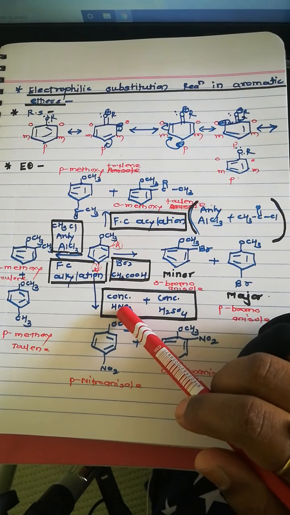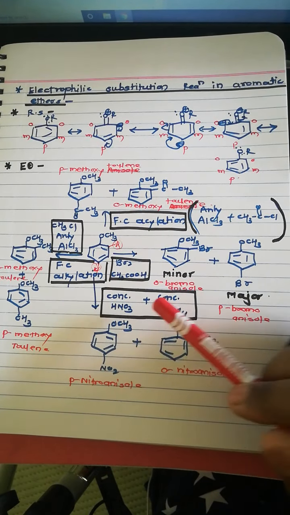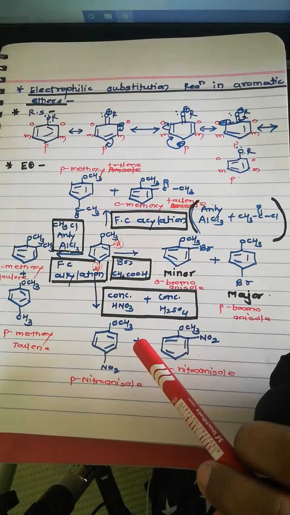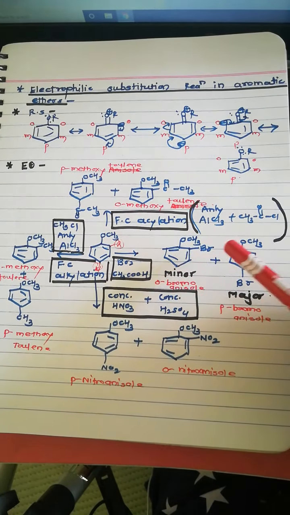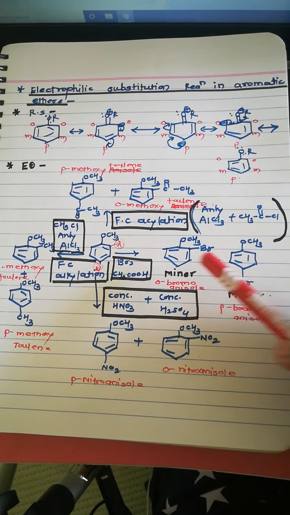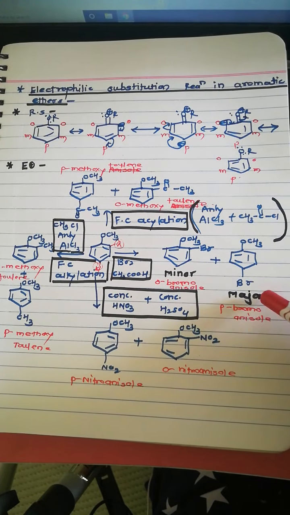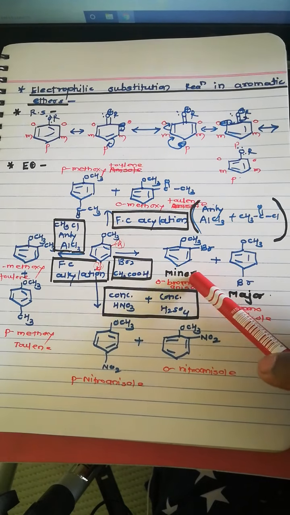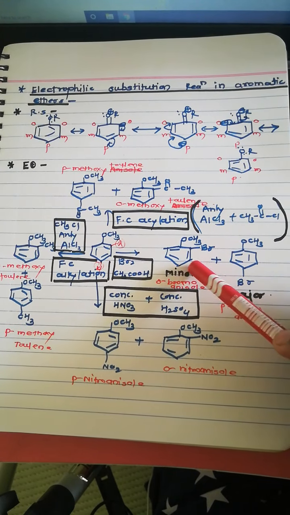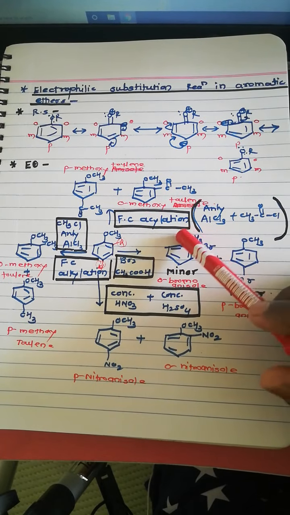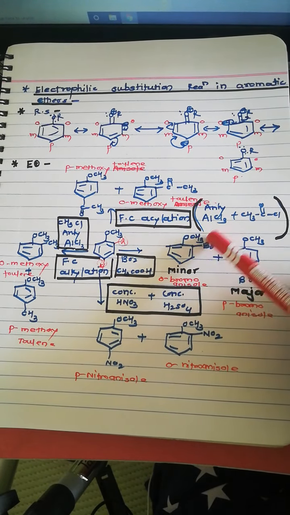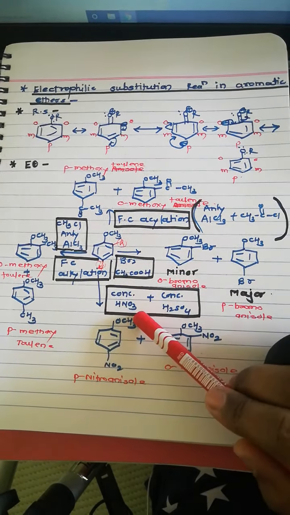In nitration reaction we use concentrated HNO3 and the concentrated H2SO4. Before that we can see the bromination reaction, major and the minor product. Here the major product is parabromo anisole and minor product is orthobromo anisole. Why is it minor? Ortho product is minor due to the steric hindrance because two bulky groups are close to each other. Now we can see nitration reaction.